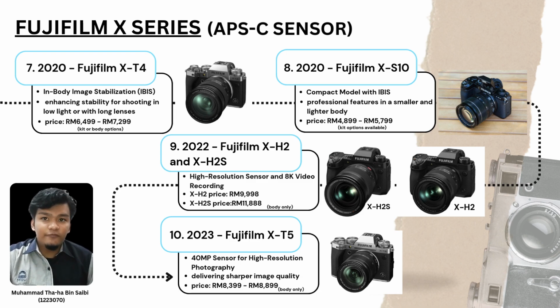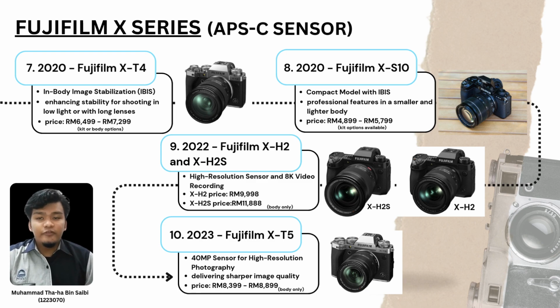Next is Fujifilm X-S10 in the year 2020. This camera is a compact model with IBIS and offers professional features in a smaller and lighter body. Next model is Fujifilm X-H2 and X-H2S in the year 2022. These cameras have a high-resolution sensor and 8K video recording. These are the first X-series models with cutting-edge technology in resolution and video.